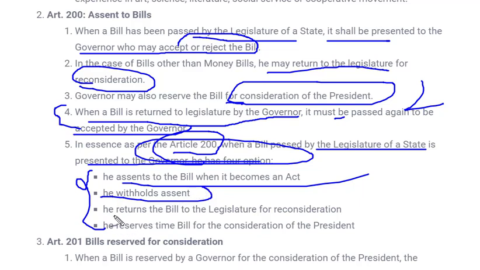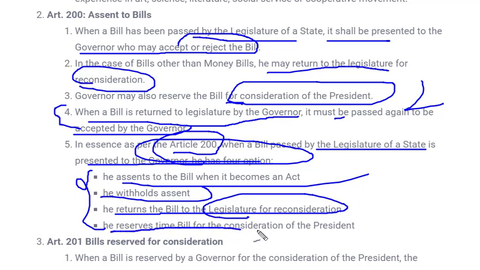Third is to return the bill to the state legislature for reconsideration. Reconsideration was there for the president also. The president could also return the bill for reconsideration, but those bills were specific. It was not the money bill, because in a money bill he had only 2 options, and it was not the amendment bill. In an amendment bill also he had to give his assent. And over here he can reserve the bill for the consideration of the president.